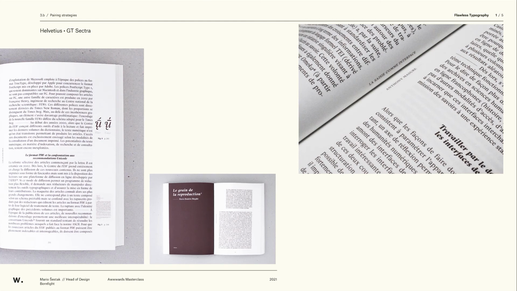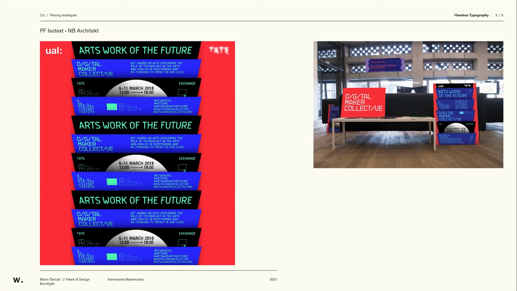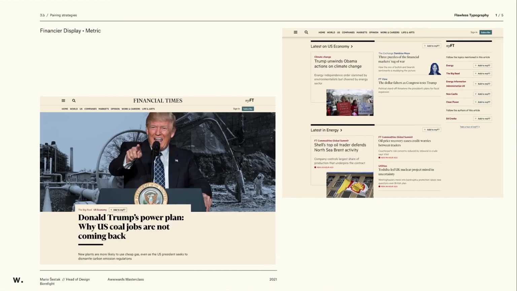Let's go over a few project examples. Helvetius and GT Sectra, PF Isotex and NB Architect, and Financier Display and Metric.